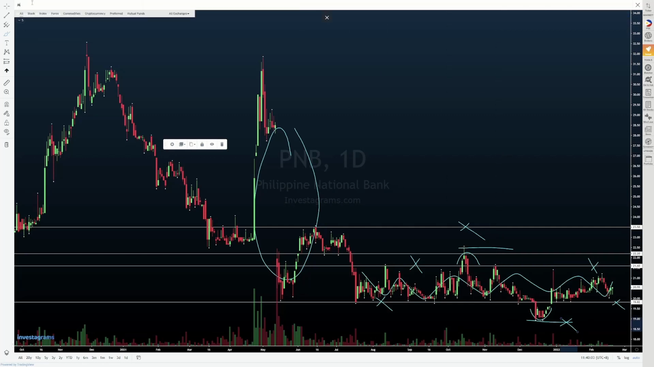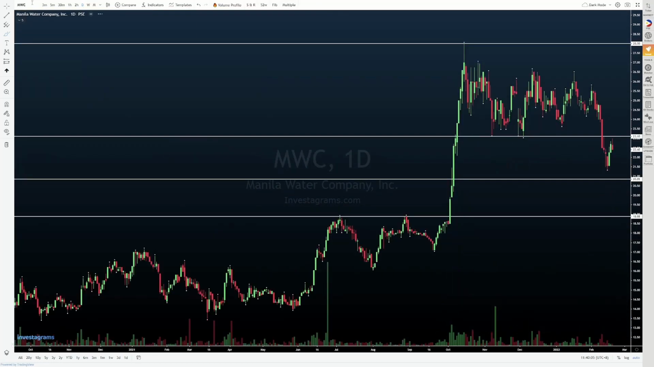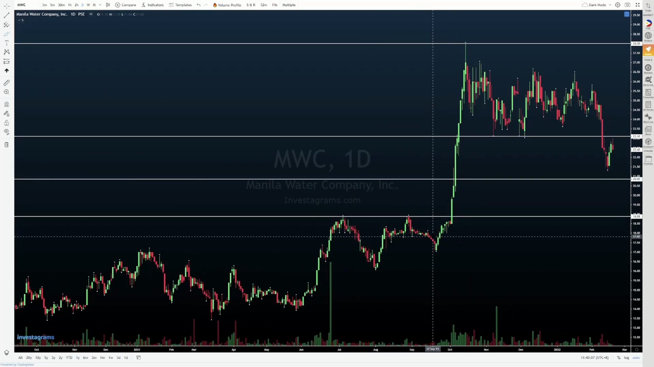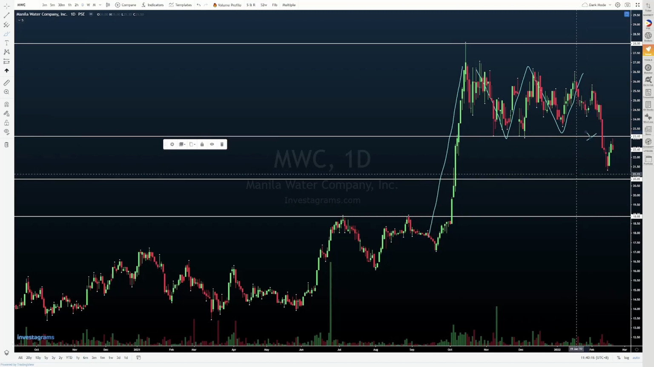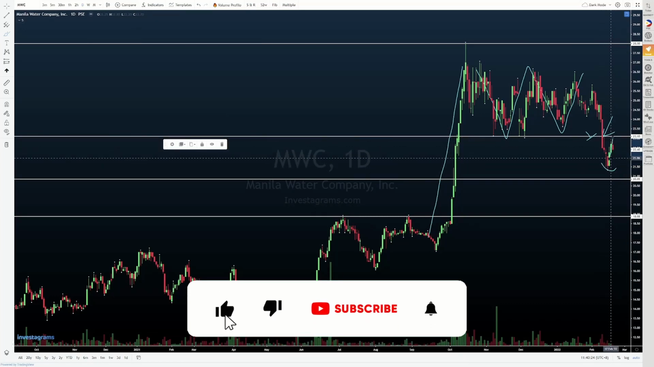Next, tignan po natin yung MWC. So, itong MWC, we had a strong move to the upside here, consolidated in this area in a wide range, fell beneath tong support natin at 23.10, retested it from this candle, hindi kinaya, broke back down, form a new low, then we're pushing back up now and we're looking to see kung mag-hold ba tong 23.10 na area na to.